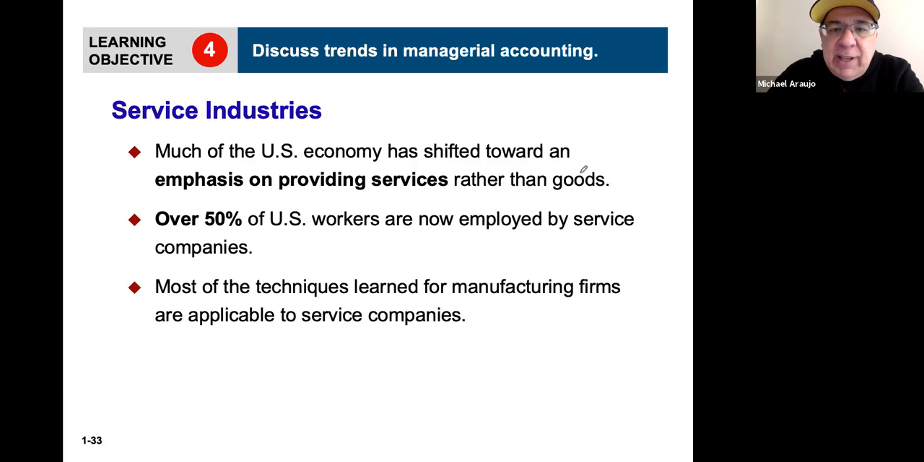So first of all, even though we've been talking about costs from a manufacturer's perspective, service industry, service businesses also use managerial accounting techniques to calculate their costs. It's something that you'll see periodically through the book as we go through. It's not the huge focus or emphasis in this particular course, but it is something that applies to all businesses. Okay, they need to know their costs.